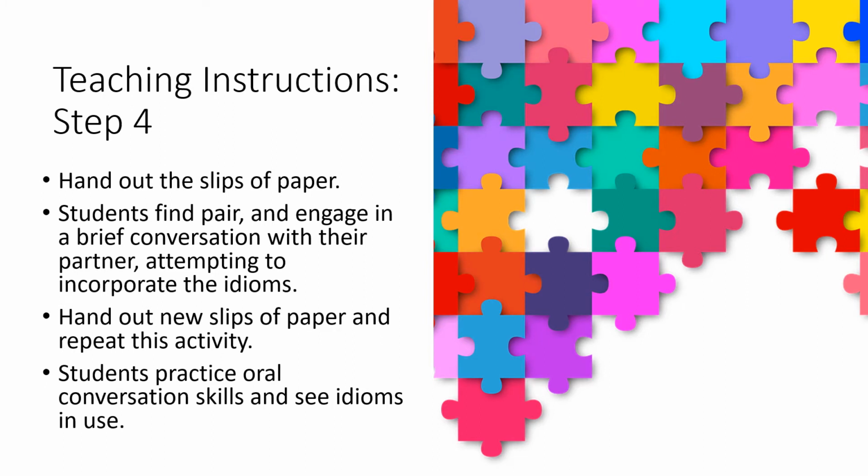Now for the final step of this activity. First, you will hand out the prepared slips of paper which contain one idiom and one example sentence of a different idiom. Then you'll ask your students to walk around the room to find their correct pair, and they will engage in a brief conversation with their partner, attempting to incorporate both their own and their partner's idioms in the conversation. Then you will repeat this task, handing out new slips of paper which contain different idioms and example sentences. What's the benefit of this activity is that students get to practice their oral conversation skills and they get to see their idioms in multiple uses.